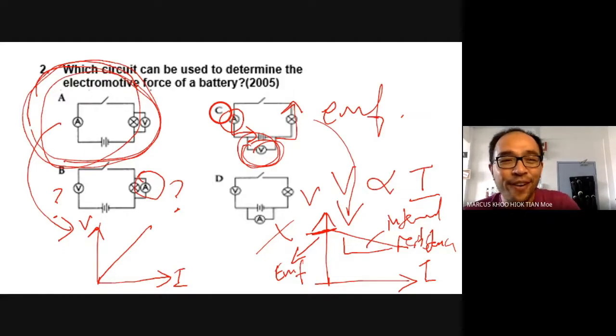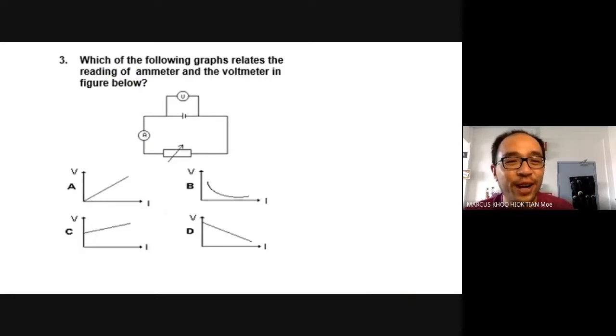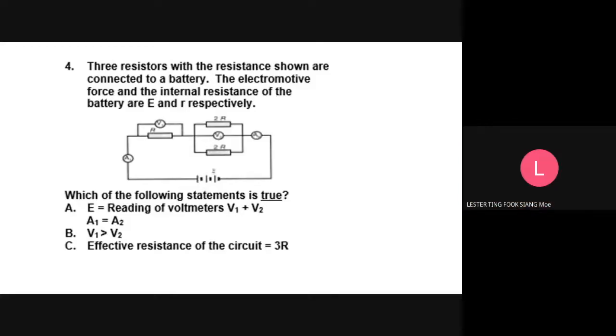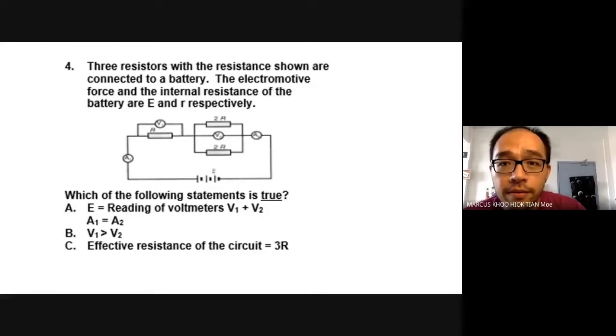Okay, number 4. Oh no, I've already answered number 3, that one is D. Number 4, Lester: 3 resistors. Which of the following statements is true? B. V1 is more than V2.